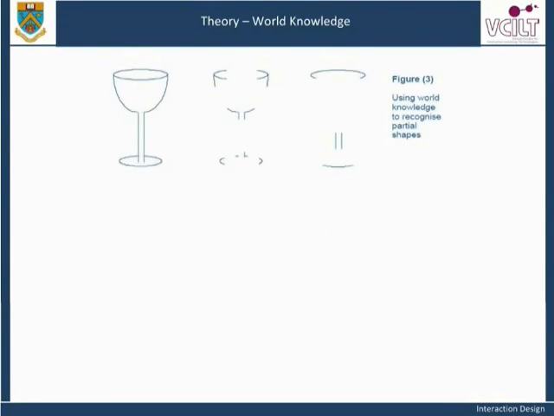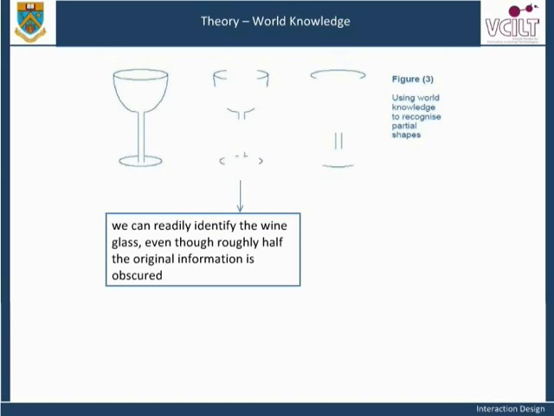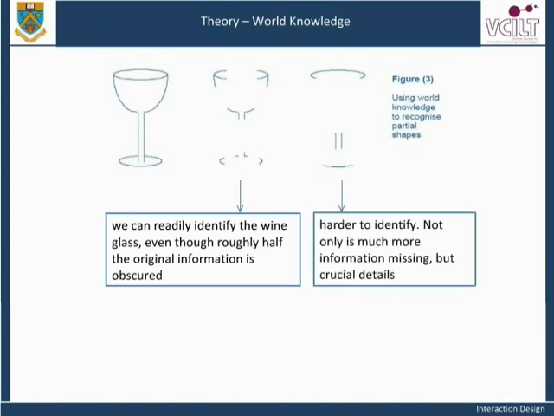From childhood, humans develop a huge knowledge about objects and how to recognize them. Our perceptual systems exploit this knowledge, allowing us to recognize objects when parts of that object are obscured. In Figure 3, we can readily identify the wine glass, even though roughly half the original information is obscured. The final glass is much harder to identify. Not only is much more information missing, but crucial details such as the contour of the glass are not present.